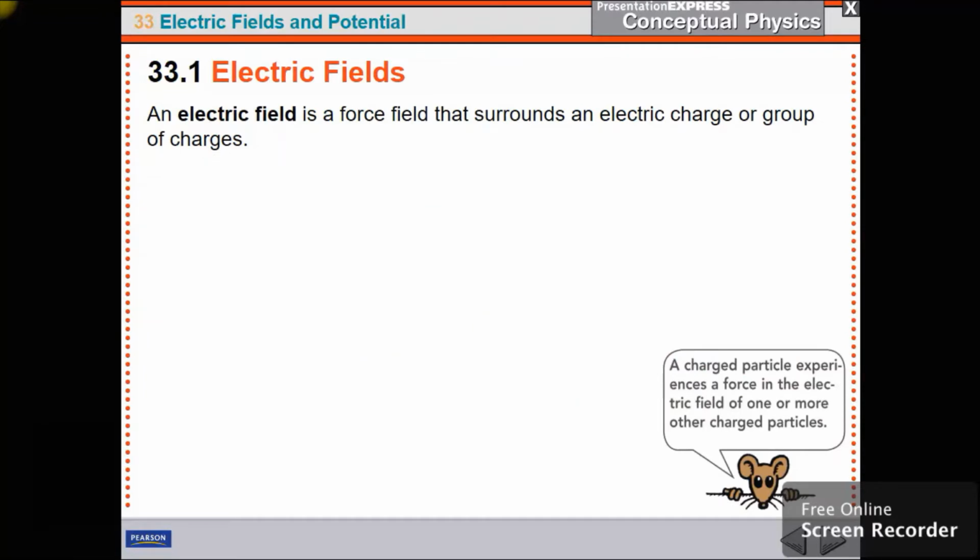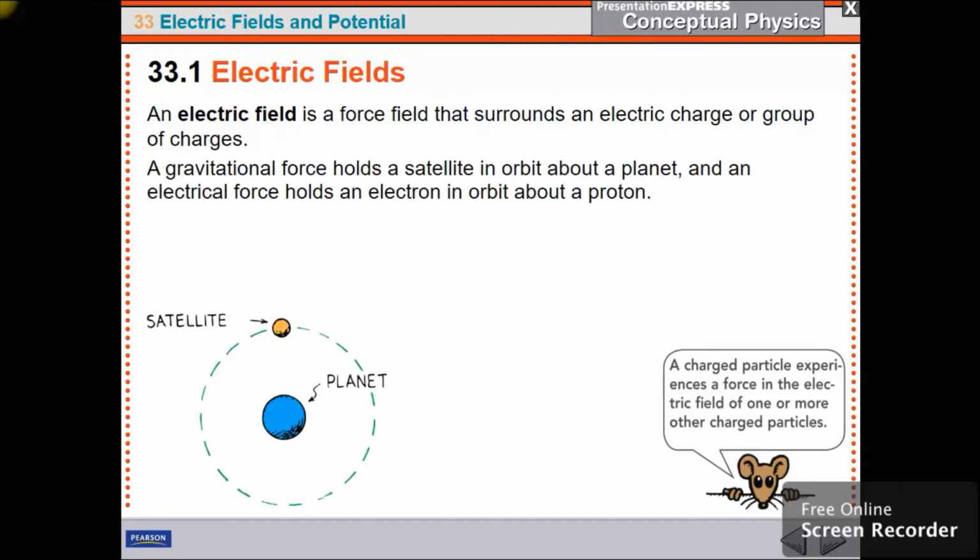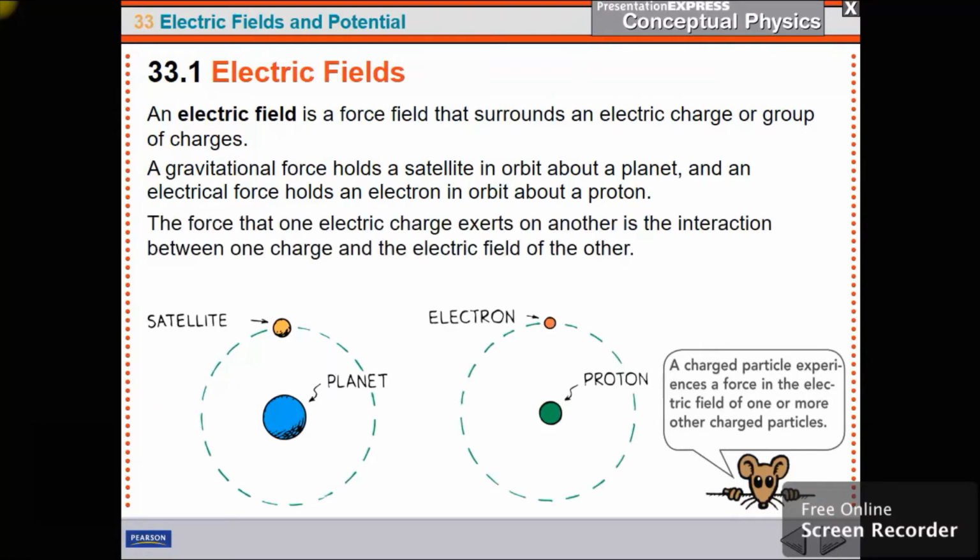An electric field is a force field that surrounds an electric charge, or a group of charges, not just one little positive charge, but, you know, coulombs of charge. A gravitational force holds a satellite in orbit around a planet, and an electrical force holds an electron in orbit around a proton. The force that one electric charge exerts on another is the interaction between one charge and the electric field of the other. So that's just explaining what the electric field is.